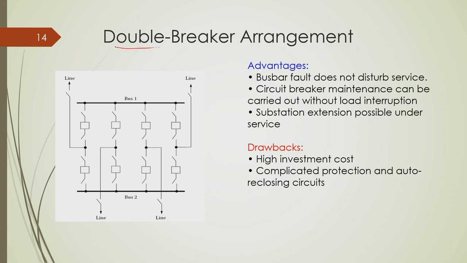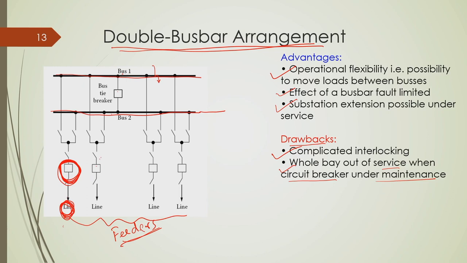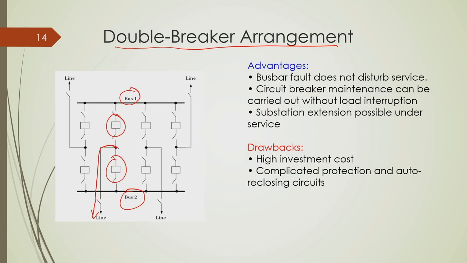Now, we have the double breaker arrangement. Okay. In that case, we have 2 breakers for 1 feeder. That means this particular feeder can be energized either with this breaker or with that breaker, and these can be energized either by this bus or by that bus. In the previous one, we had only 1 breaker to energize a particular feeder from the 2 buses. Okay. But here, to energize this particular feeder, we have 2 options. We have 2 circuit breakers. One can be connected to bus 2, another can get power from bus 1.